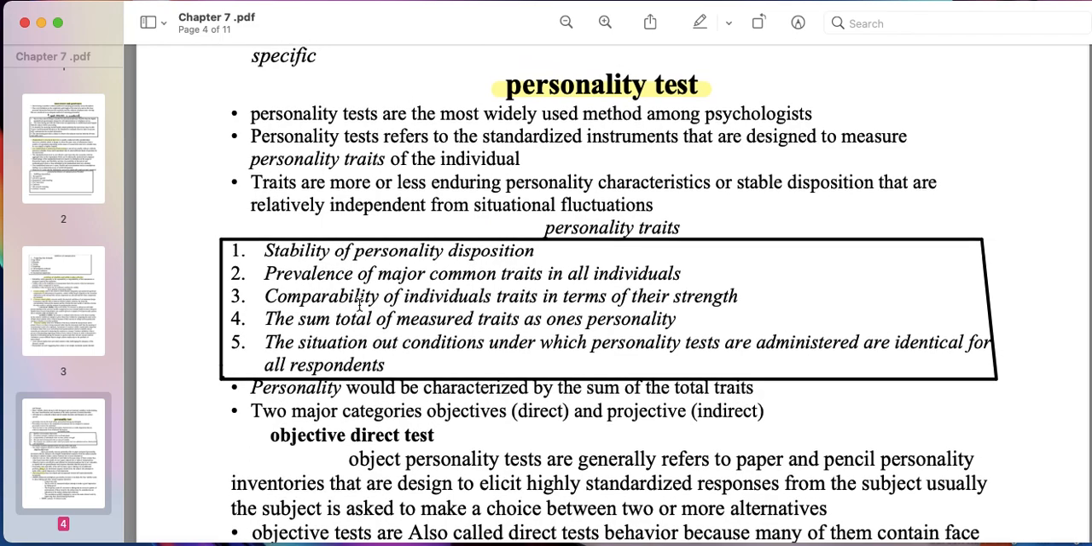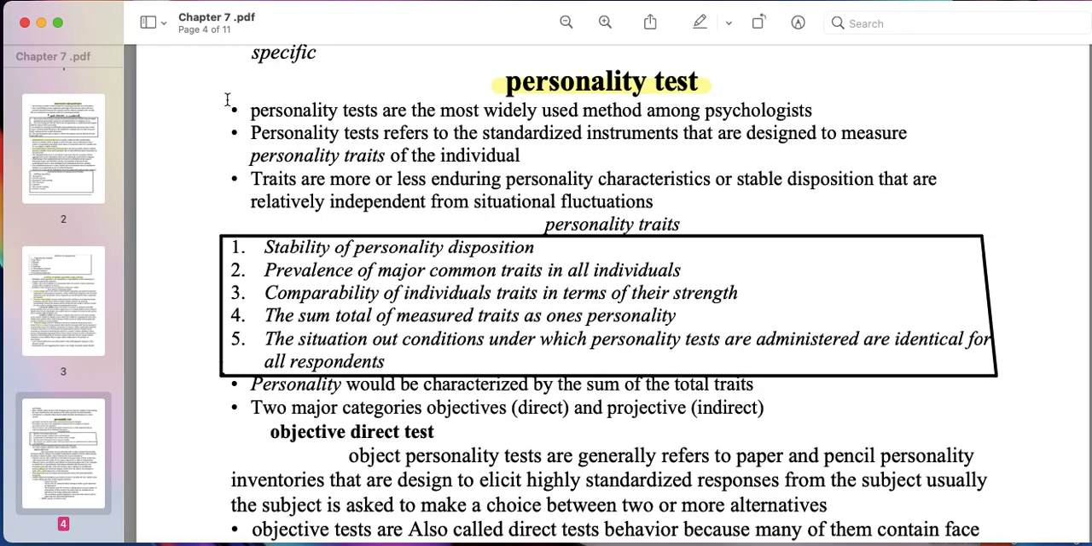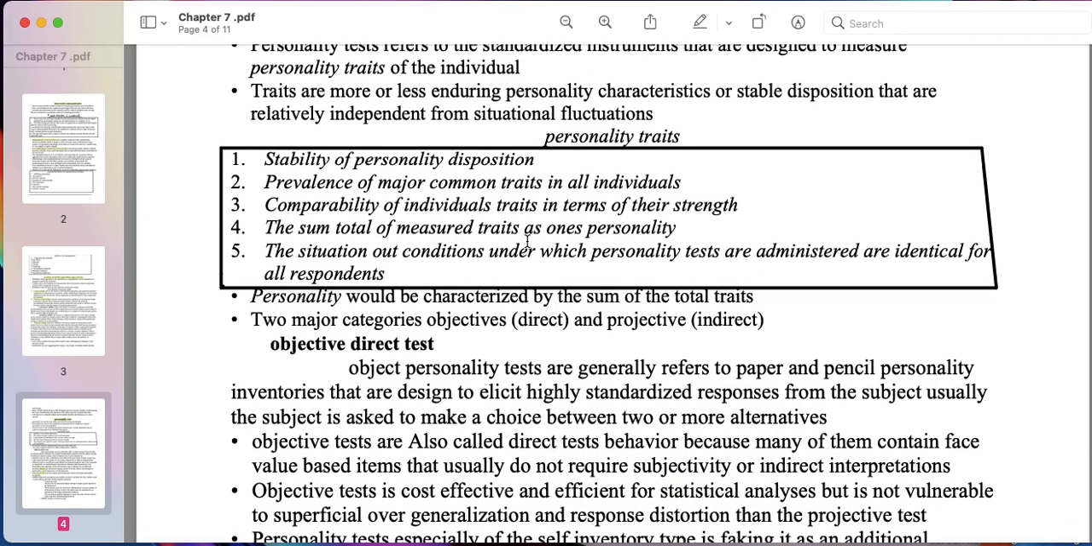Then we talked about personality tests. Personality tests are the most widely used methods among psychologists. A personality test refers to standardized instruments that are designed to measure personality traits of the individual. Traits are more or less enduring personality characteristics or stable dispositions that are relatively independent from situational fluctuation.